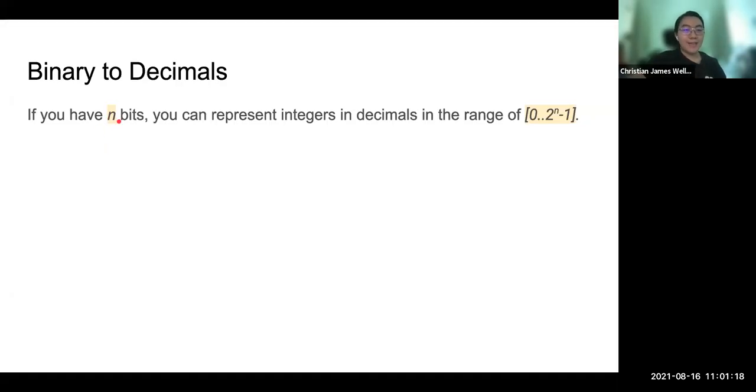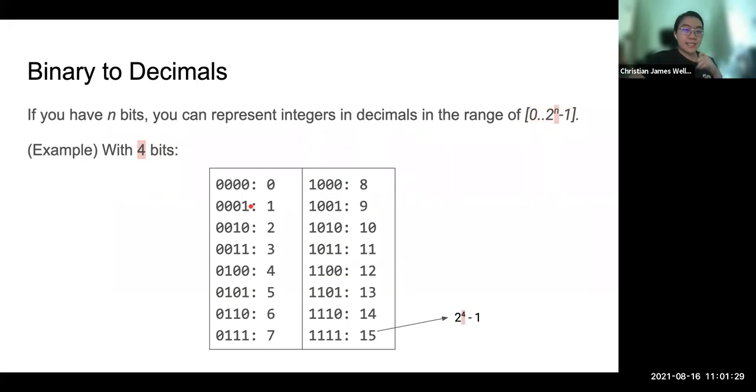So let's say you have n bits, right? In binary, with n bits, you can represent integers in decimals from the range of 0 all the way to 2 power n minus 1. So what I mean here, let's say with 4 bits, you can represent all the way from 0 all the way to 15, which is basically 2 power 4 minus 1. Okay, so I hope this is okay so far.